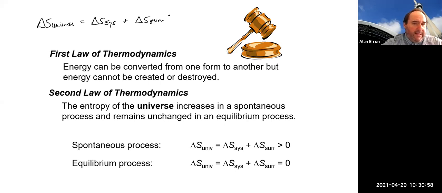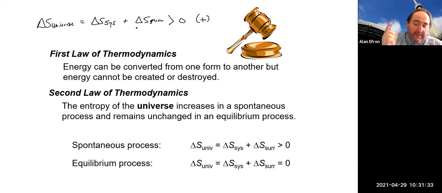If we calculate the delta S of the universe and it's greater than 0, a positive number, then we would have a spontaneous process. Obviously, the opposite would be true. If we calculate the delta S of the universe and it's a negative number, then it would be a non-spontaneous process. If it equals 0, we're at equilibrium. So we're kind of equal in terms of the amount of disorder or spontaneity that's happening, right? That's basically what equilibrium means.